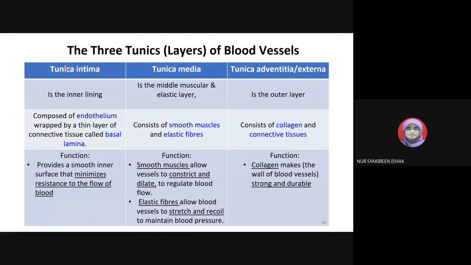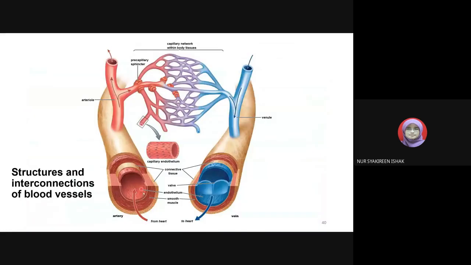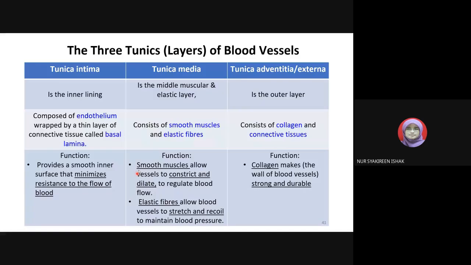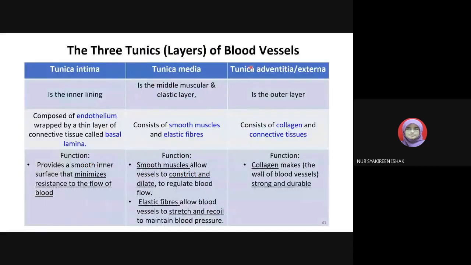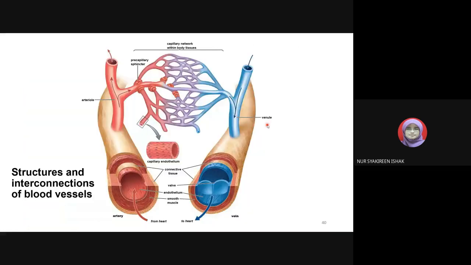The inner layer is the tunica intima. So basically, tunica intima is the endothelium layer, yang bahagian dalam ni, which is composed of one cell thick epithelial cells. And then we have tunica media, the middle muscular and elastic layer. And the outer layer here is the tunica adventitia or tunica externa.